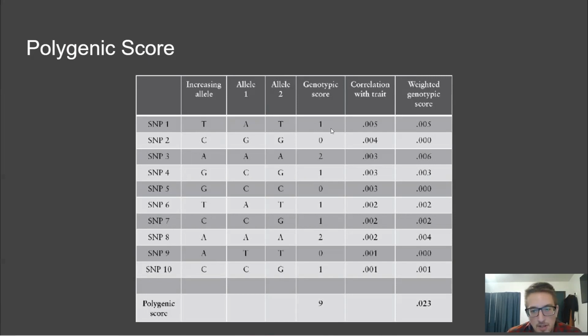So we have to multiply that by the correlation with the trait. How correlated is this particular allele with the trait in question? And you can find that out. You multiply your genotypic score by the correlation with the trait to get a weighted genotypic score. You can do that with every SNP and get a polygenic score that can tell you the odds of you exhibiting that disease or exhibiting that trait.